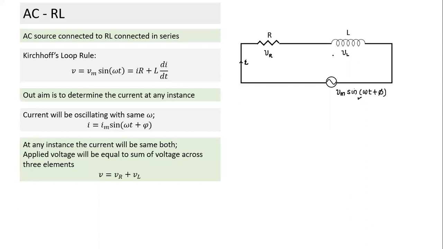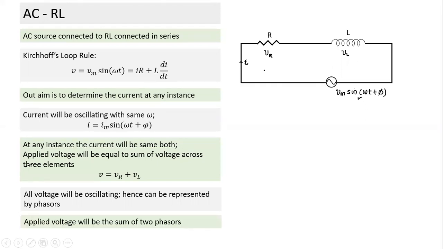At any instance the current will be the same. The other thing we did in previous cases: at any instance Kirchhoff's loop rule is valid. So the applied voltage will be equal to the sum of the voltages across these two elements. The applied voltage will be equal to the instantaneous value across R plus the instantaneous value across L. That's what the equation is. All of these are oscillating, and they can be represented in terms of phasors. I hope we can understand a little bit of how to represent them in terms of phasors. Let's do that now.